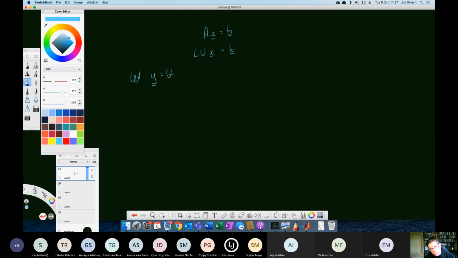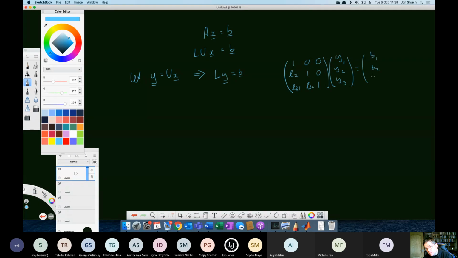I'm going to say let Y equals U times X. So what that gives is Ly equals B. So an L is going to look something like this. If it's a 3 by 3, I'm going to have L21, L31, L32, multiplied by some unknown, which we're trying to work out. So this is for a 3 by 3. If it's a 4 by 4, this will obviously be bigger.